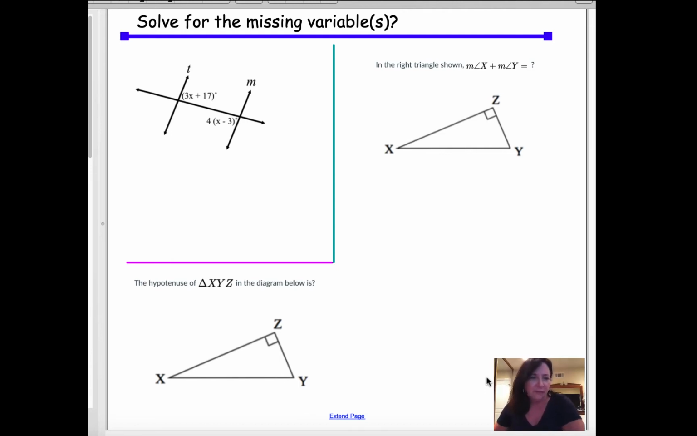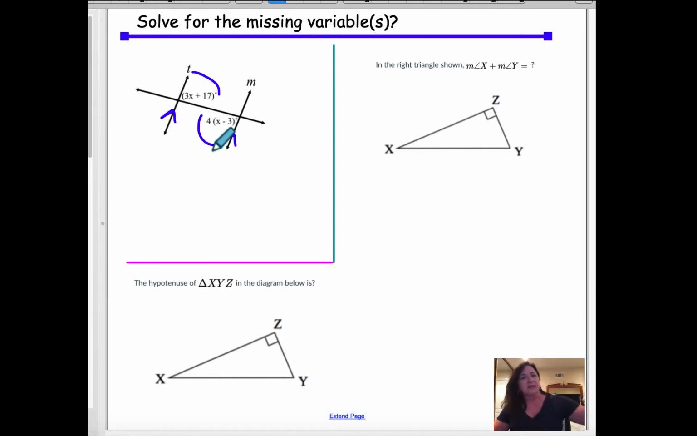Solve for the missing variable. For the first problem here, we know that this angle here and this angle here, assuming that this line here is parallel, then these two angles here and here would be alternate interior angles, and therefore they're congruent.